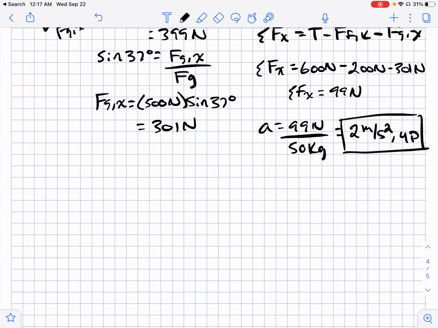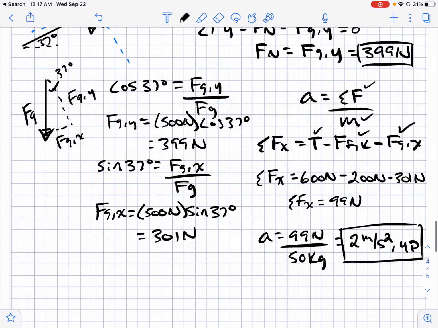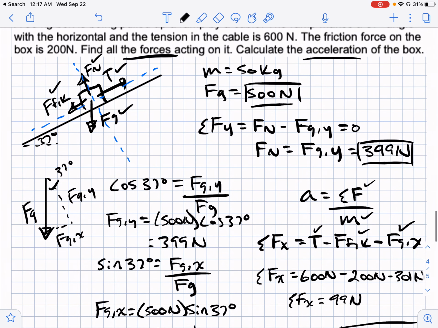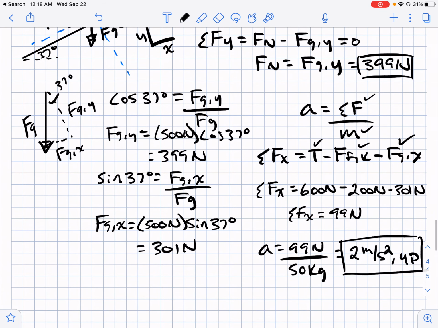So when we have these problems that have an object on an inclined plane, we always want to shift our x and y axis, okay, so that we end up just having to resolve one force instead of 2 or 3 forces. And it makes it a lot easier on us when we solve this. And so we end up just having to resolve our Fg into those x and y components.